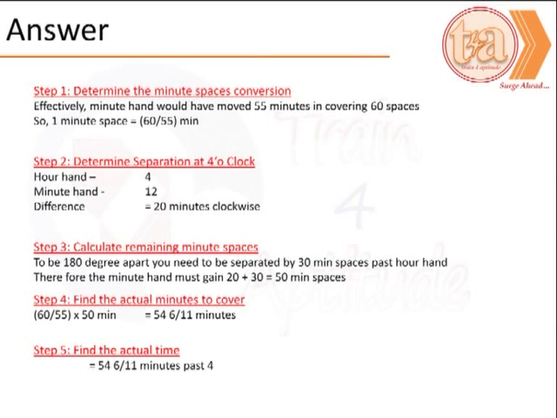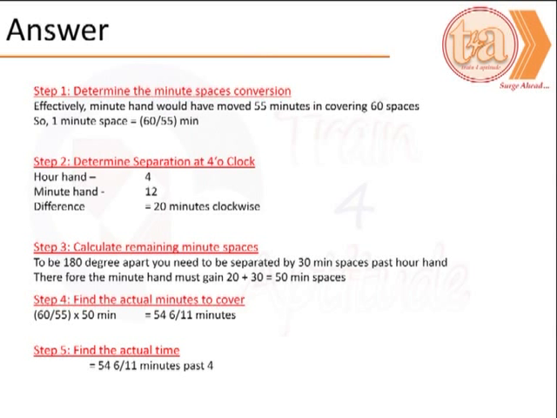To solve the problem, we begin with calculating what 1 minute space is equivalent to in minutes. Then we look at what the initial degree of separation between the minute hand and the hour hand is. We calculate the total number of minute spaces that are to be covered by the minutes hand because it is behind the hour hand at this point of time, that is 50 minute spaces.